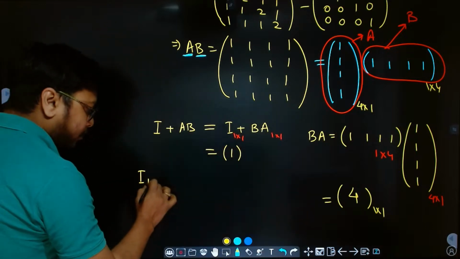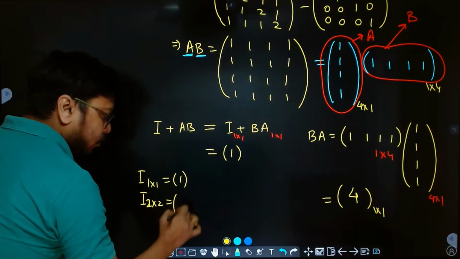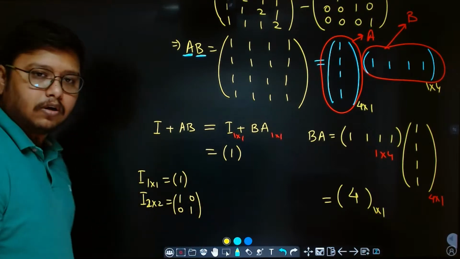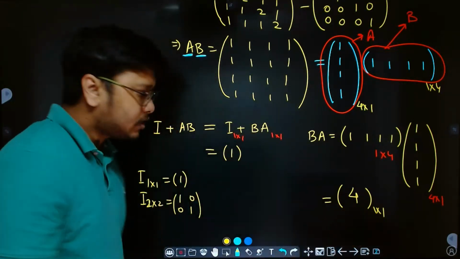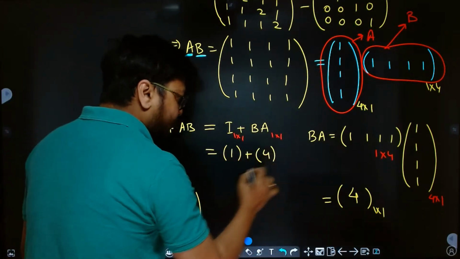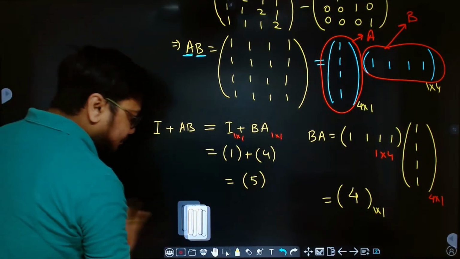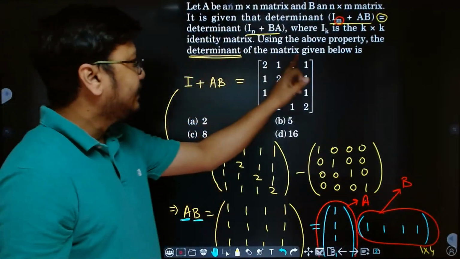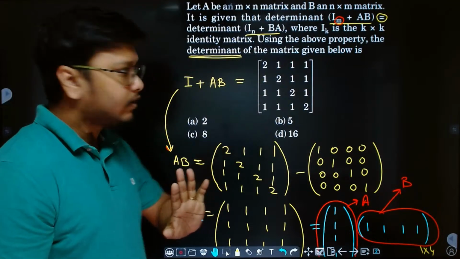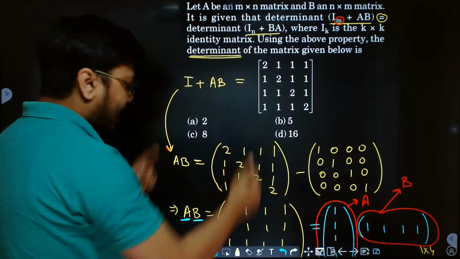Identity 1 cross 1 is 1, identity 2 cross 2 is 1 0 0 1, like this it goes on. So 1 cross 1 identity is 1. BA is how much? BA is 4. So if you add them, you get 5, right? Now the question is saying that you have to find the determinant of the I plus AB matrix.